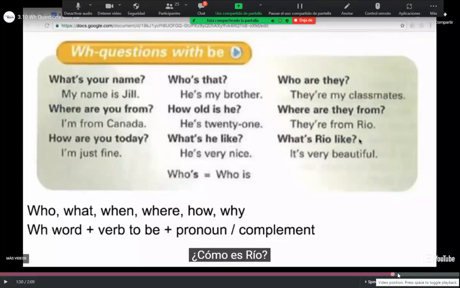They are my classmates. They are my classmates. How old is he? Ya preguntando la edad de una tercera persona. How old is he?